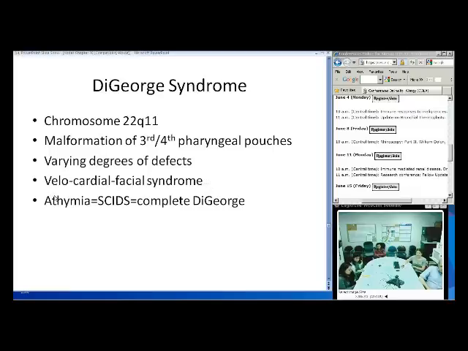So if you have athymia, no thymus at all, then you actually have a form of severe combined immune deficiency. It's complete DiGeorge. It's a T negative, B positive, NK positive form of SCID.